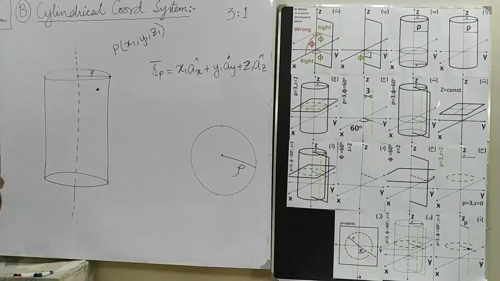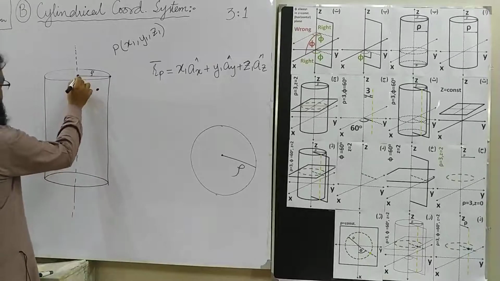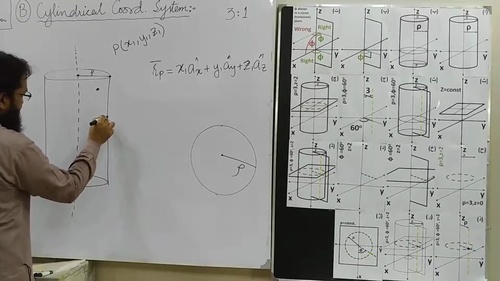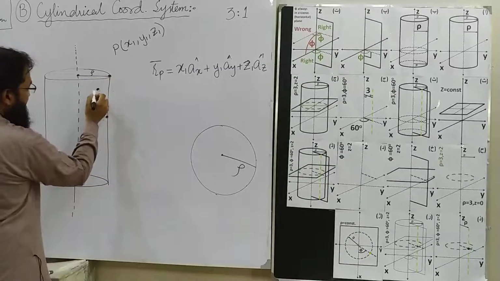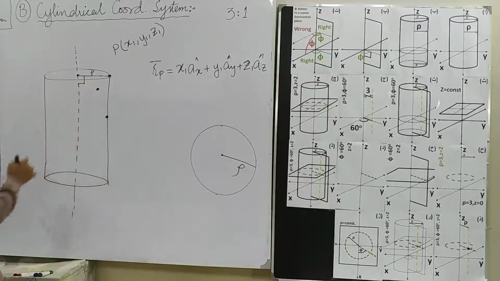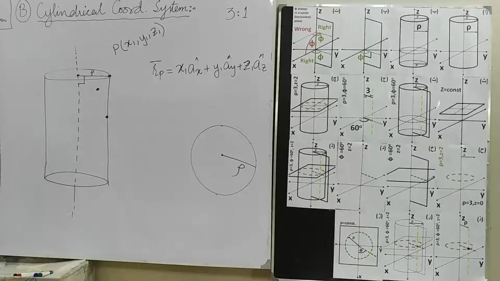All right, so it means that the radius of the cylinder is always measured from the central axis, okay? So if I want to measure the radius of this cylinder at this point, what I will do is drop a perpendicular on the central axis, and then the length of this perpendicular will be the radius of the cylinder.